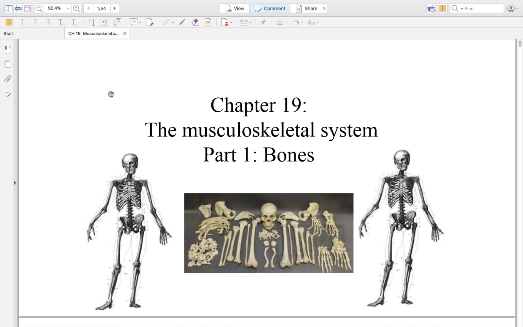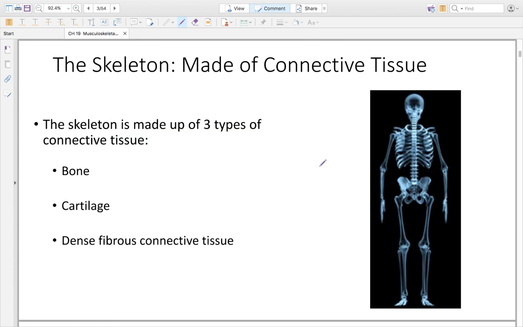Welcome to Chapter 19. Chapter 19 is broken into two sections. This first section, part 1, is the bones. Our skeletal system is made up of connective tissue. Now, there's 3 types of connective tissue: bones, cartilage, and dense, fibrous connective tissue.